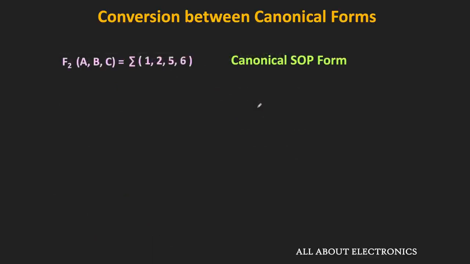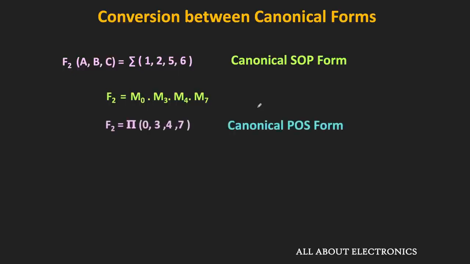So let's say we have been given one expression in the canonical SOP form and we want to find the equivalent POS form. So as you can see, this f2 is the function of 3 variables. That means it will have total 8 minterms and the maxterms starting from 0 to 7. Now in the POS form, we will have the numbers which are not present in the SOP form. In this case, those numbers are 0, 3, 4 and 7. And therefore, this is the equivalent POS form of expression. So in this way, we can convert any one canonical form into the other canonical form.